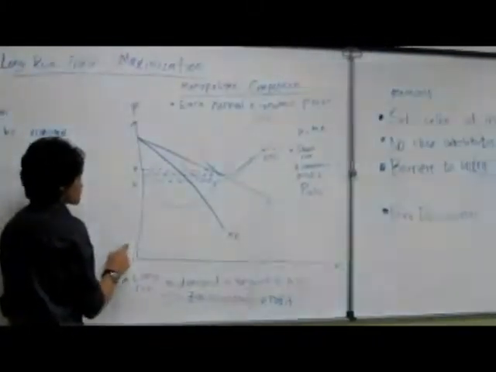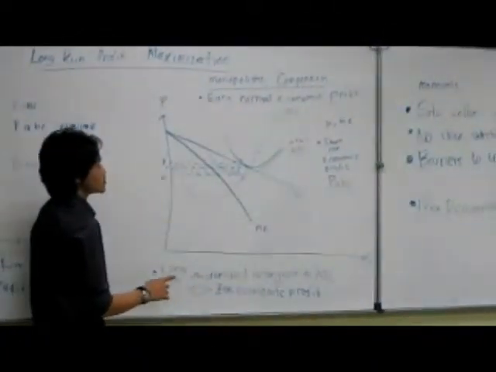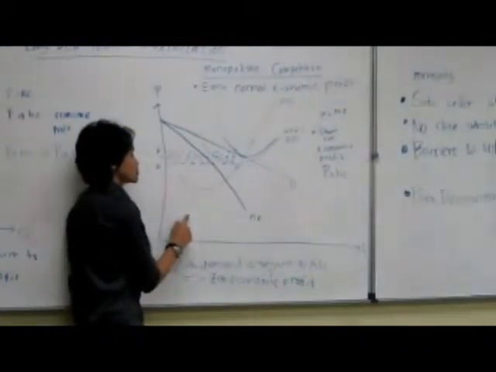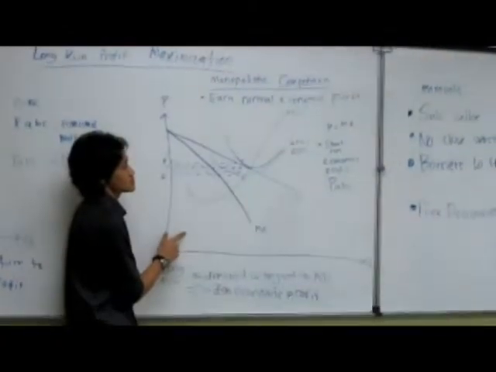Besides, the firm earns normal economic profit because there is no barrier to entry. Therefore, other firms are able to enter the market and exit freely.